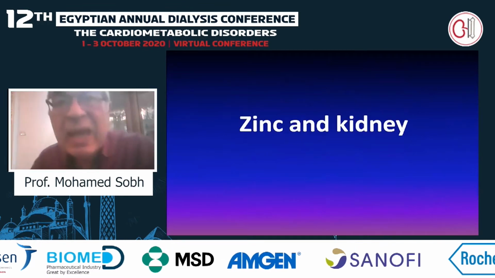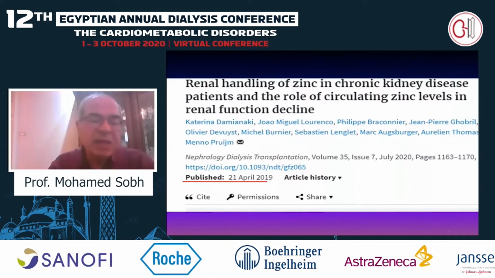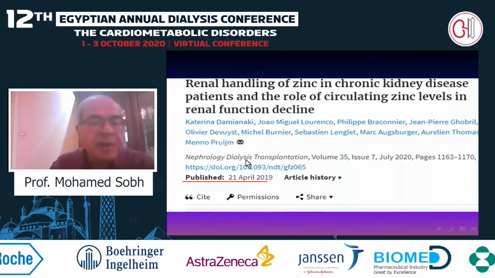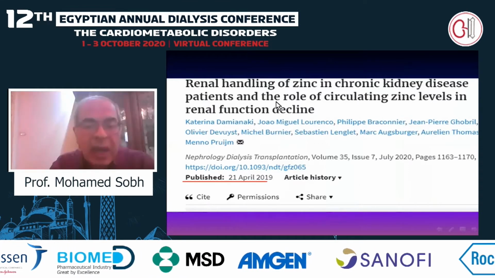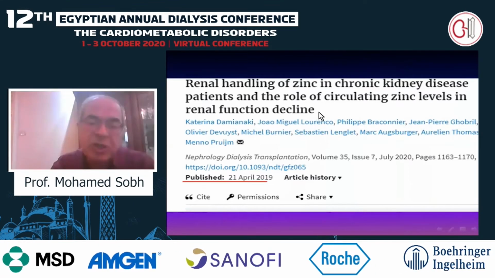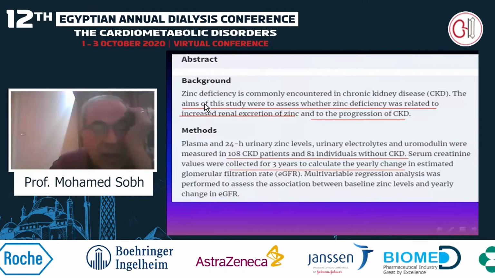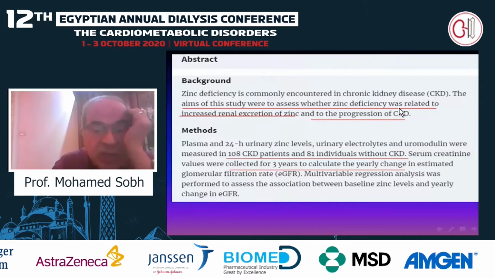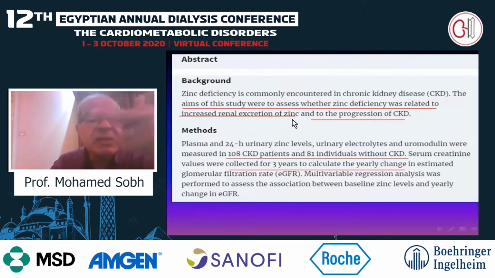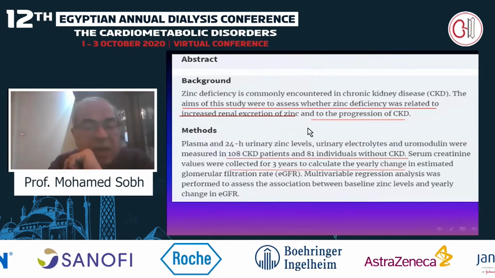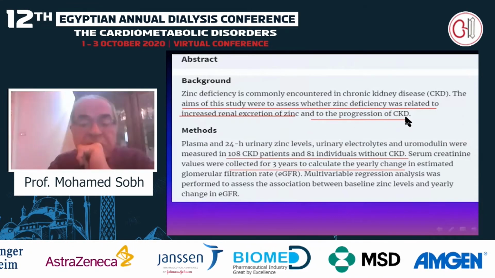Now I'm going to zinc and kidney, our target of today's lecture. This is a very interesting publication which has been published last year, talking about renal handling of zinc in chronic kidney disease patients and the role of circulating zinc level in renal function decline. In this paper, the aims of the study were to assess whether zinc deficiency was related to increased renal excretion of zinc. Hypozincemia, is it due to hyperzincuria? This is the target number one. And two, if there is a relationship between zinc deficiency and progression of CKD.